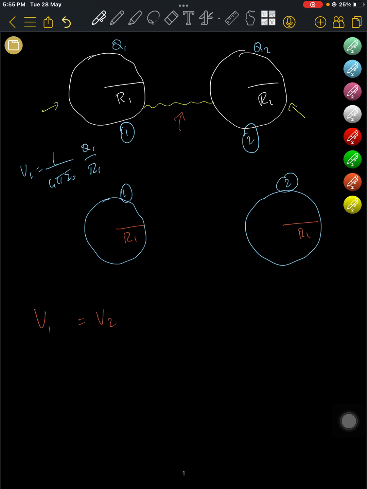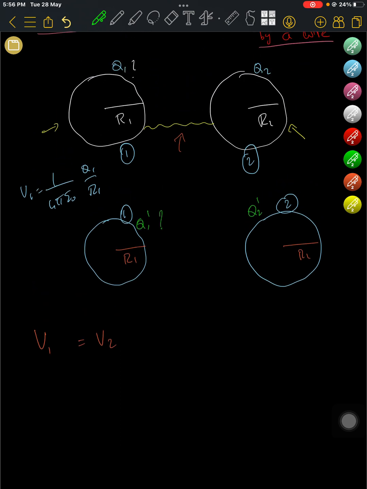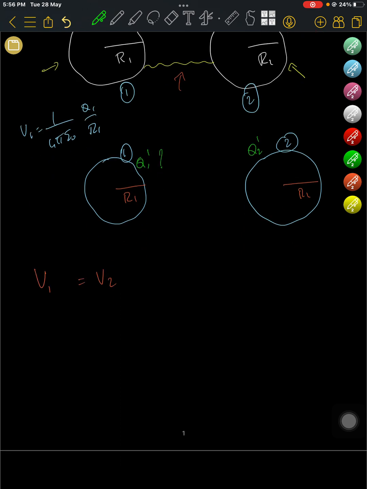And what about the charges? Definitely charges will be redistributed, and it won't be the same q1, it will be something new. Let's say that charge is q1 dash, and the charge on the second sphere is q2 dash. What about the radius? The radius doesn't change at all, it's the same sphere. My question is simple: how much is this q1 dash? Can we write q1 dash in terms of the sizes of the spheres, r1 and r2, and the charges we had before, q1 and q2? Yes, we can try.